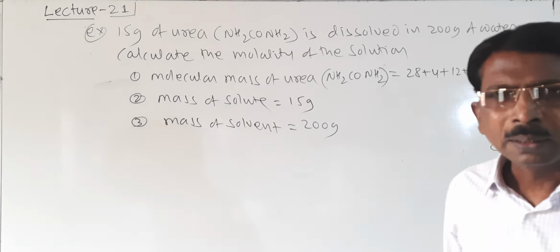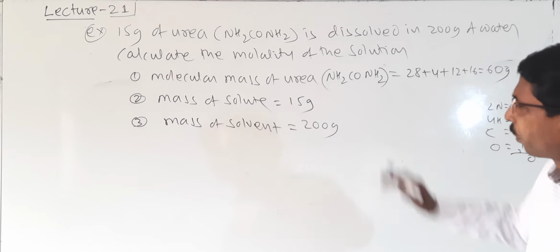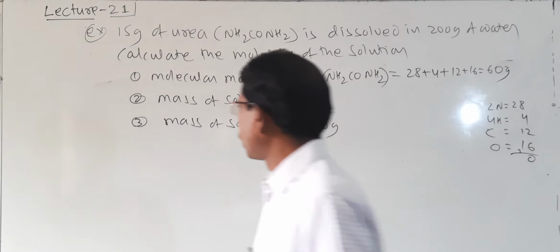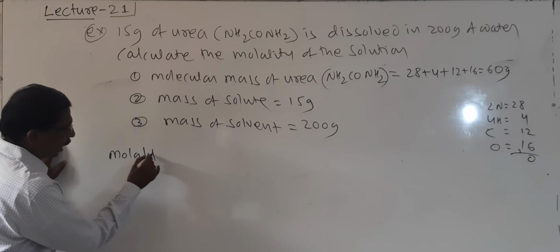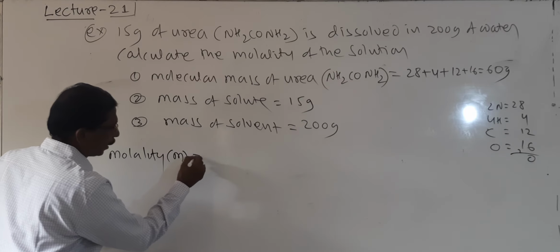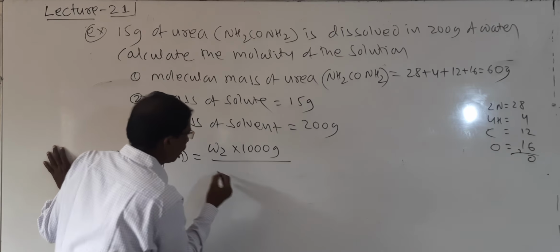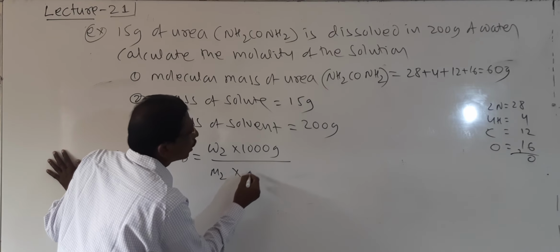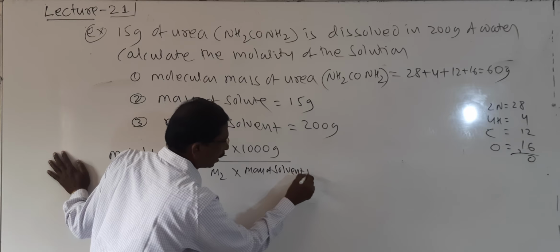Molecular mass of urea, you know, 60, and then there is mass of solute 15 gram, mass of solvent 200 gram. Then you write any formula. So I will write here that molality is equal to small m is equal to W2 into 1000 gram divided by M2 into mass of solvent in grams.